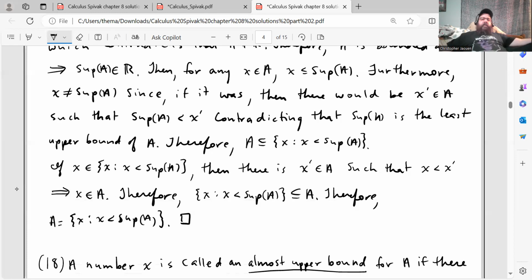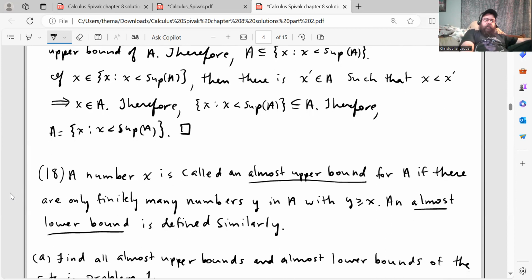Right? If x is in the set of all x such that x is less than sup A, then there's an x prime in A such that x is less than x prime, which implies that x is in A. Therefore, the set of x such that x is less than sup A is a subset of A. Therefore, A is equal to that set. Right? If they're both subsets of each other, then they have to be the same set.